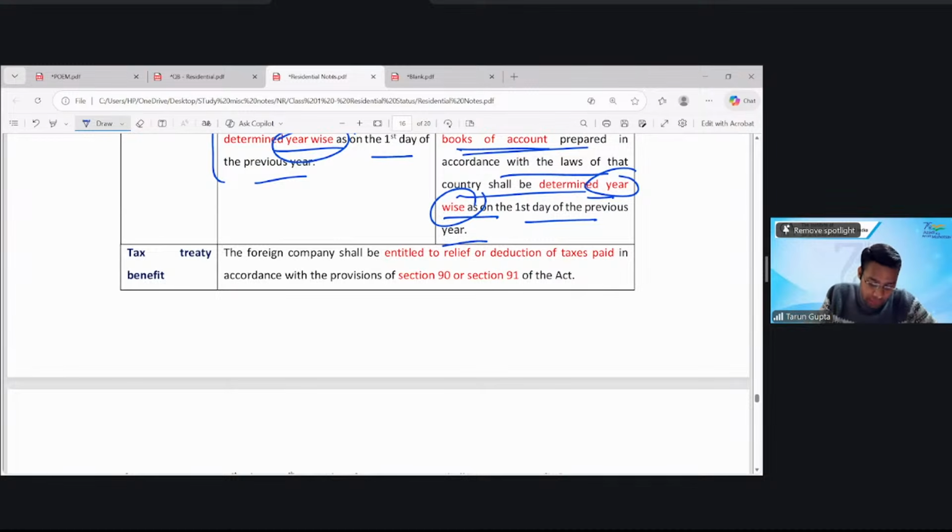Tax treaty benefit. The foreign company shall be entitled to relief or deduction of tax paid in accordance with the provisions of section 91. So the Indian government says that you are a resident in India. But if the company is in Singapore, the Singapore government will also be collecting tax from this company on global income. It will be resident in Singapore as well. So the Indian government shall allow the benefit of double taxation, and whatever tax is paid outside India shall be allowed as a credit.